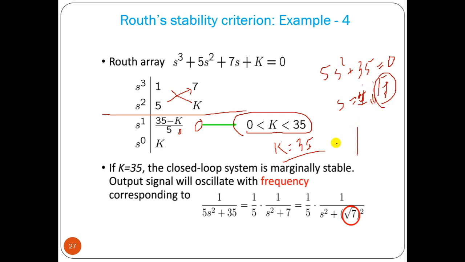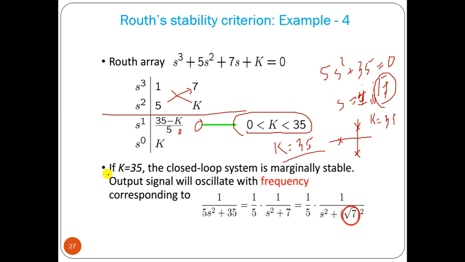Okay, because you will have two roots on the imaginary axis when k equals 35. If you put 35 here, you will get a positive value. So another pole should be in the left half plane. So the system is marginally stable.